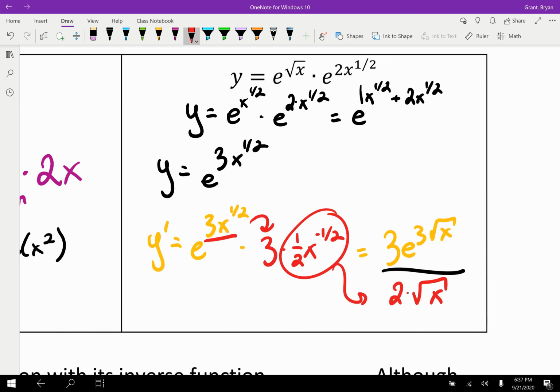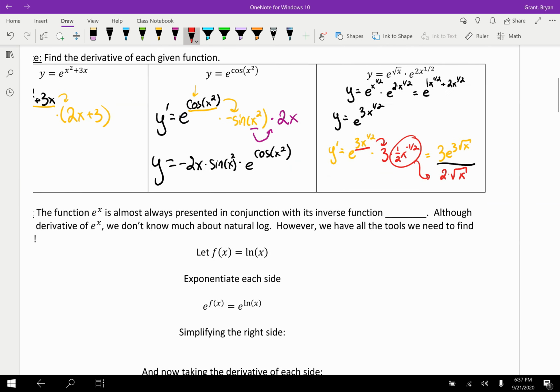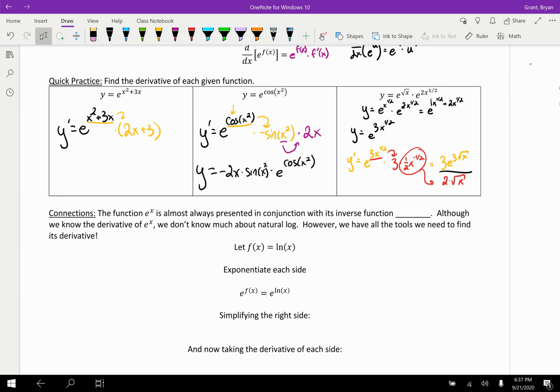And there we go. You are now masters at doing the derivative of e to any power. But as mentioned before, we were already pretty good with e, so it should make sense that we're going to present now its inverse function.